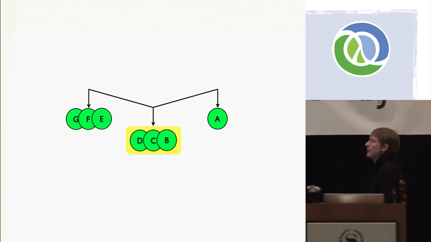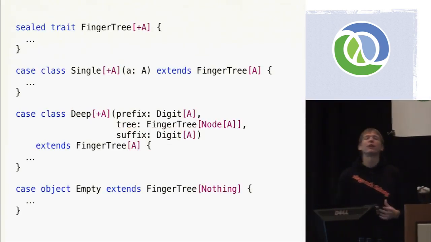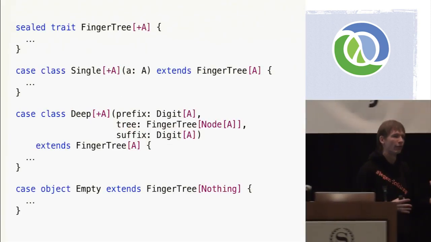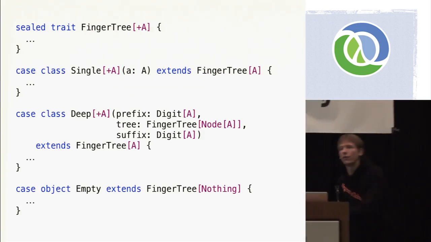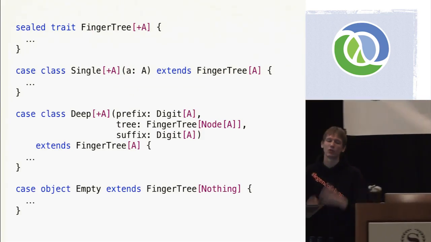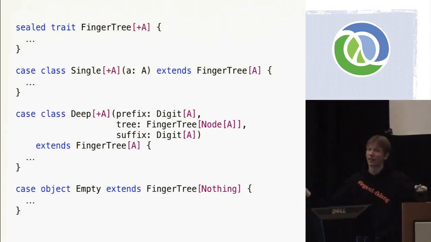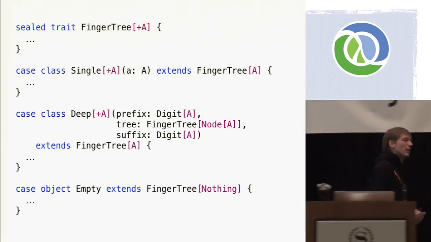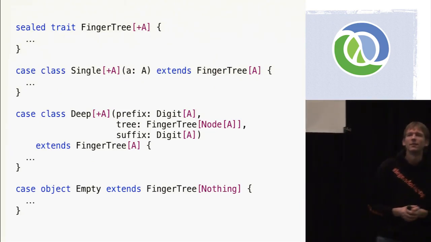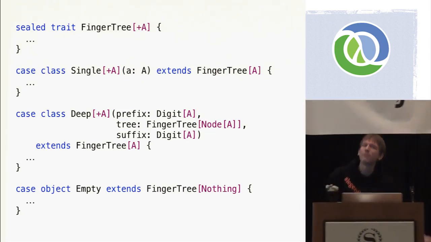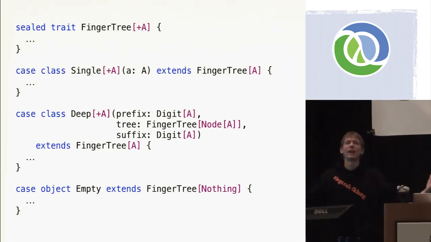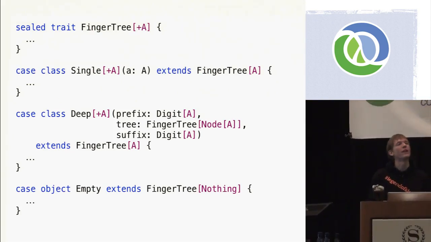So in terms of implementation, we're going to have 3 different cases to worry about for the tree itself. Okay? We have the singular finger tree, which we have to special case because it's really hard to take one value and split it up into a prefix and a suffix. And we have the empty finger tree, which we also special case. But the interesting case is the deep finger tree, where we have a prefix and a suffix and a body, which is another finger tree.